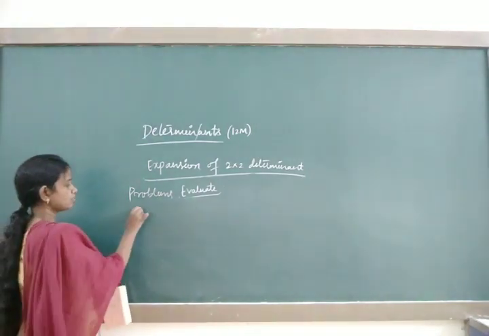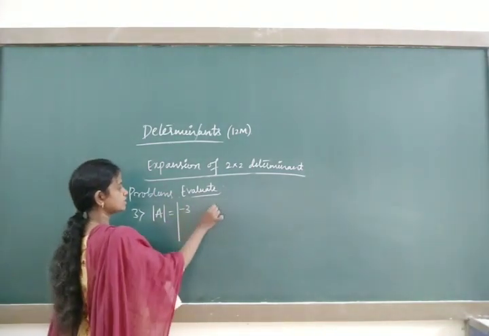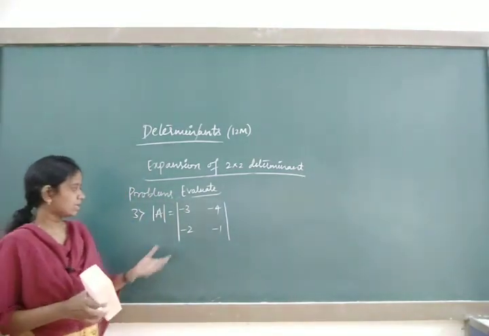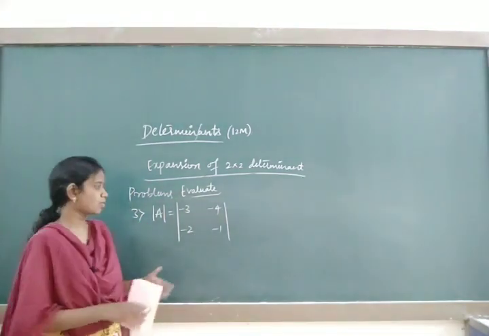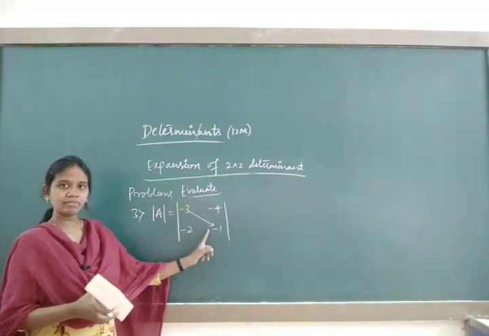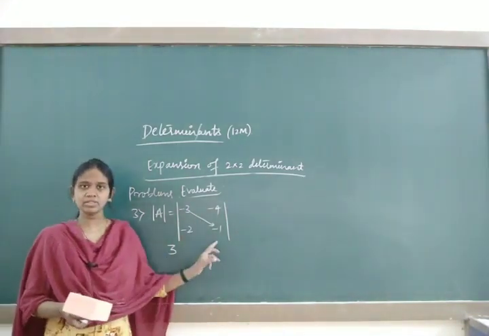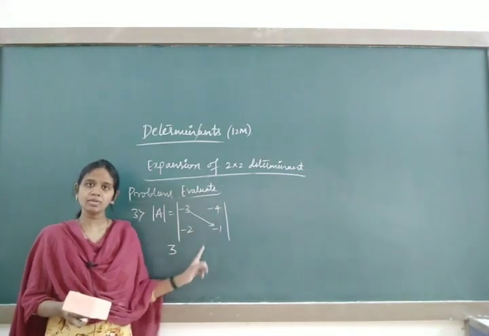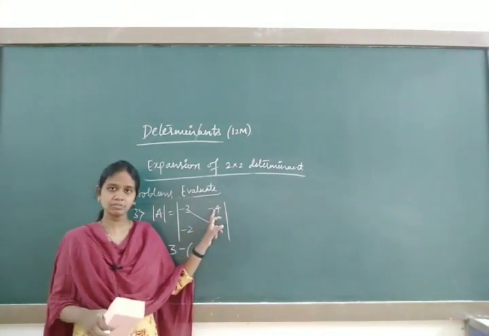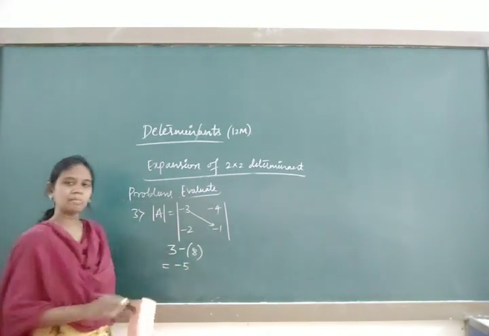Now take the third problem. Here I am giving minus 3, minus 4, minus 2 and minus 1. All 4 elements are negative, so how to expand? Multiply the primary diagonal. Minus into minus plus, 3 1s are 3. While moving to the secondary diagonal, you always take minus, keep this one as minus, and this will be minus into minus plus, 4 2s are 8. So 3 minus 8, it will be minus 5.